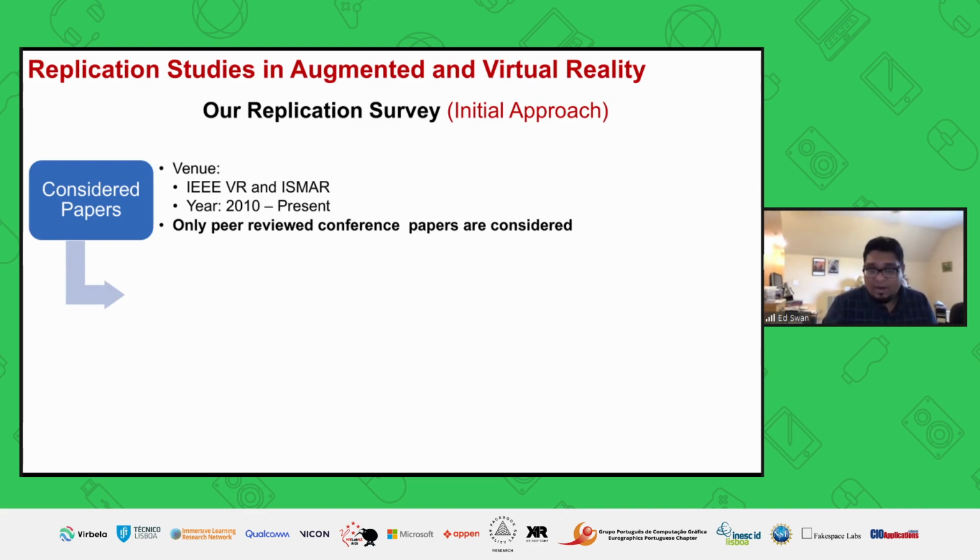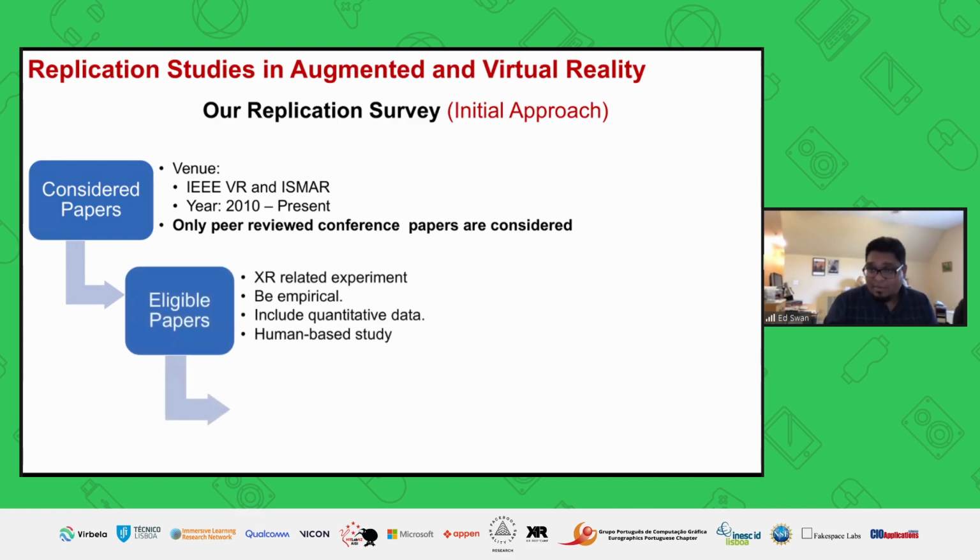Only the peer-reviewed conference papers are considered. Initially we thought that no posters or workshop papers would be considered, only the peer-reviewed conference papers. Then, like the HCI papers, we selected some eligibility criteria. We mentioned that the paper should describe a mixed reality experiment, should be empirical, and should have quantitative data or results with some statistical findings, and the paper should have a human-based study.